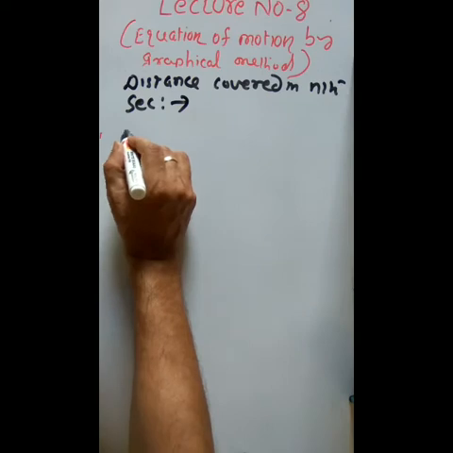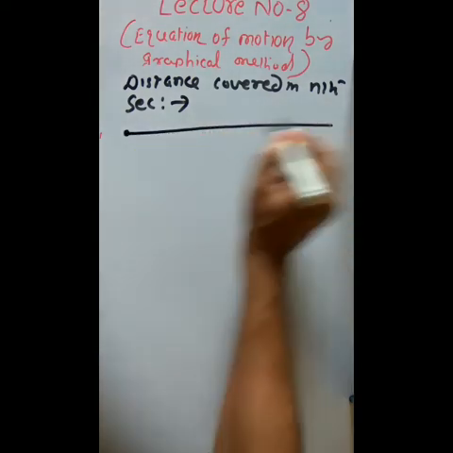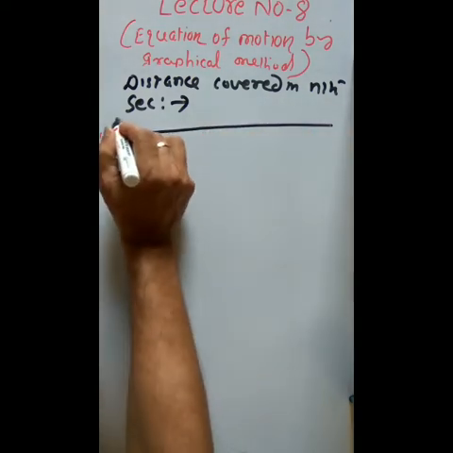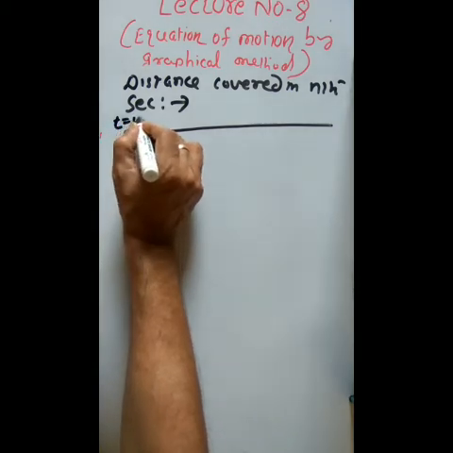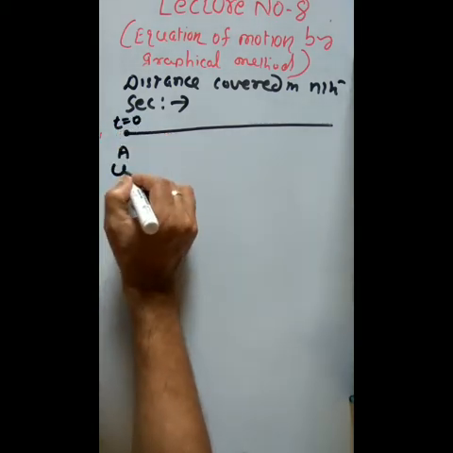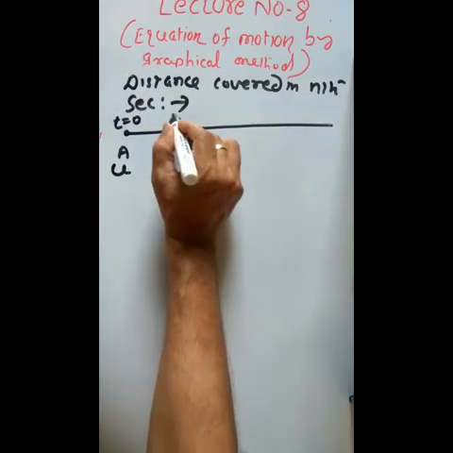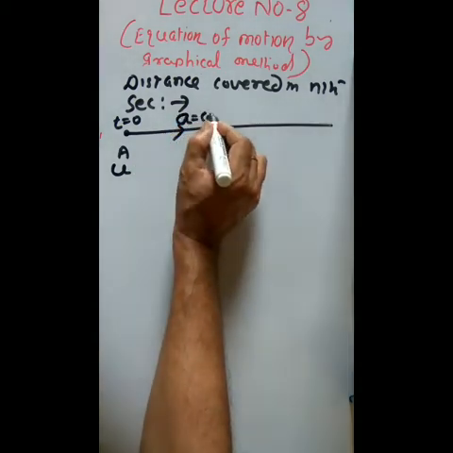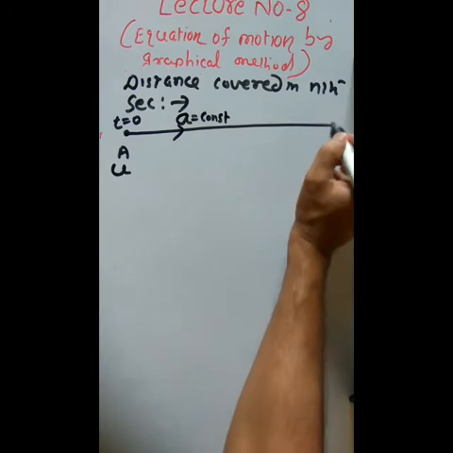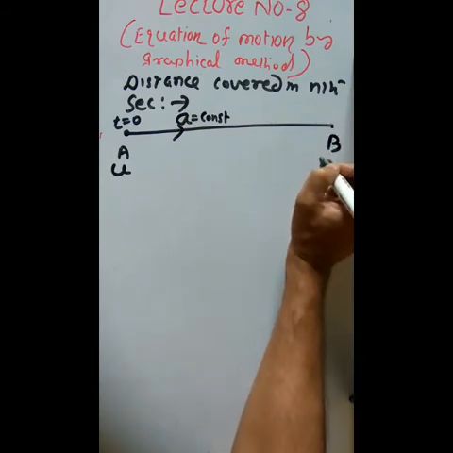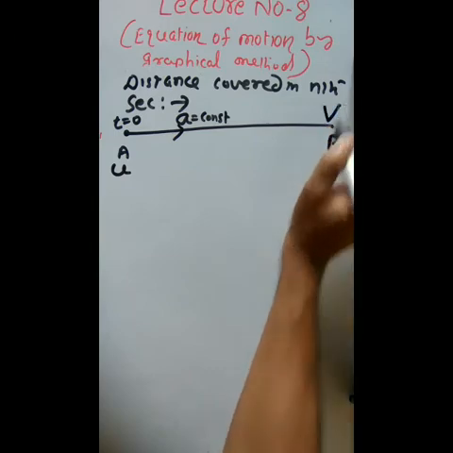Suppose a body is moving from a point and it starts motion, meaning t is equal to 0, with initial velocity u. And it is moving with a constant acceleration, a is equal to constant. It is reaching point B, where the final velocity is equal to v.